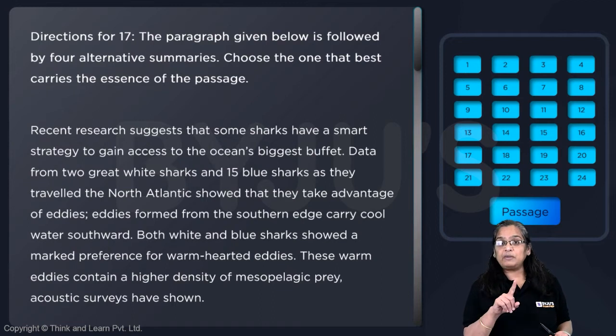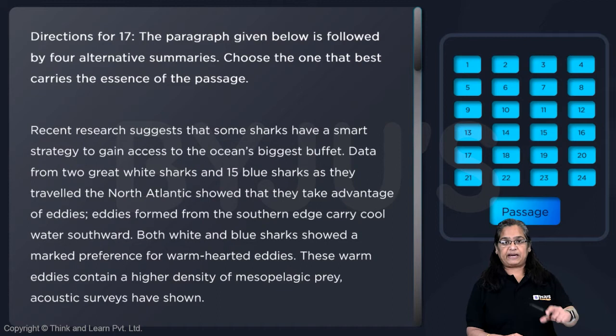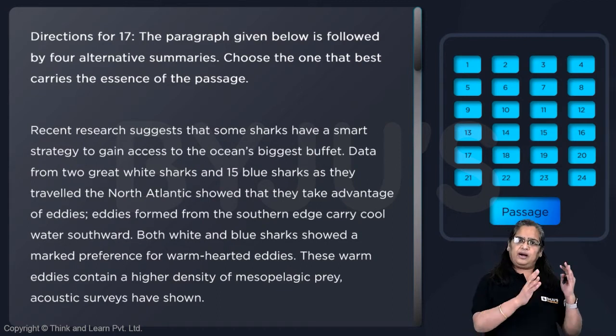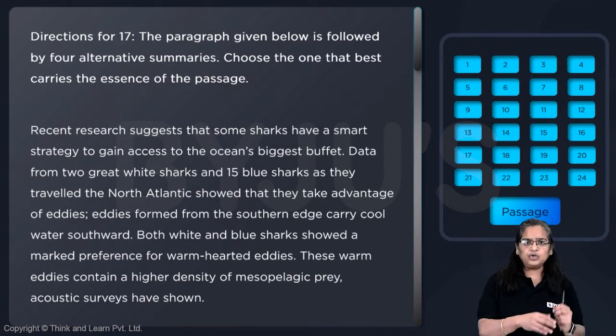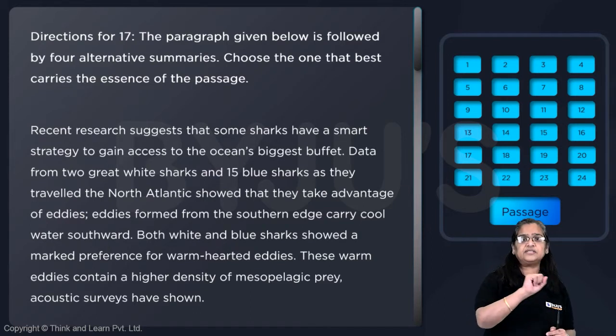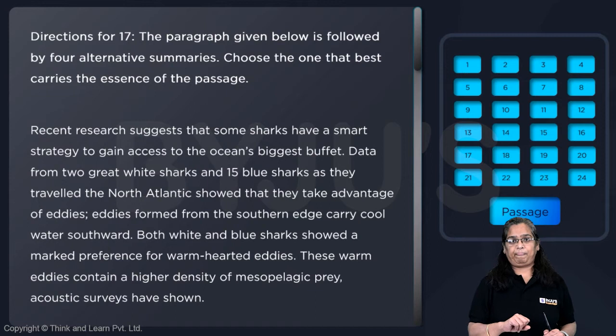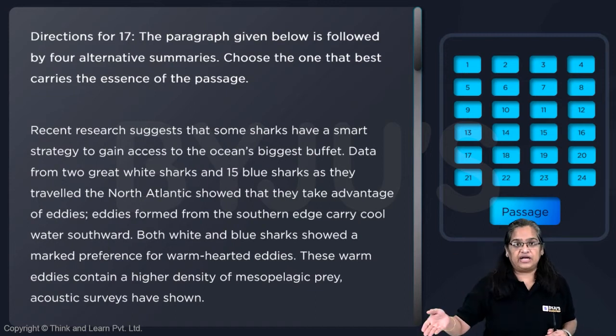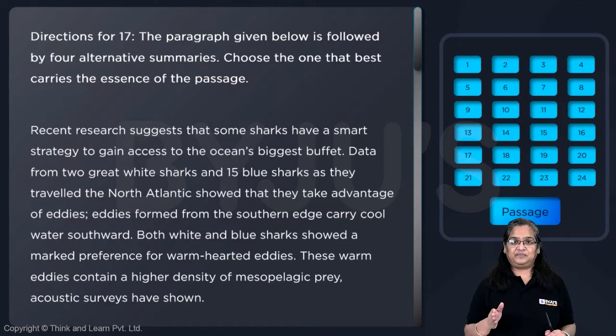Also remember, identify the subject of the paragraph. Is it talking about World War II? Is it talking about World War I? Is it talking about Americans' involvement? Is it talking about elephants? Is it talking about research on elephants? What's the subject? And the main points.